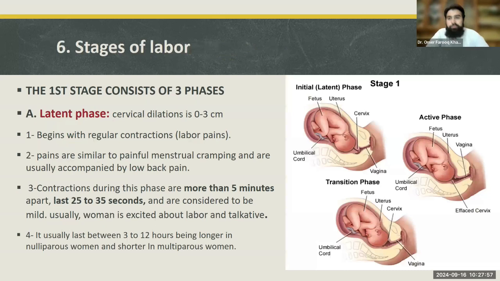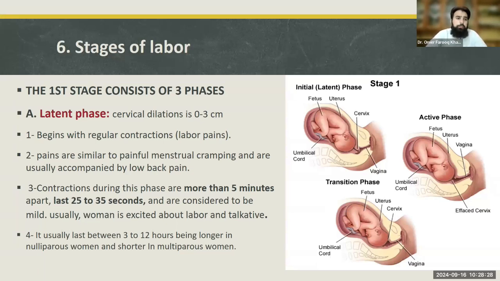So, we will briefly discuss all the stages of labor as well. The first stage of labor is basically when the baby starts to descend downwards. We will discuss the normal cases. We will not discuss some breech deliveries. We will discuss normal vaginal deliveries where the baby's head is fixated into the pelvis and it's resting against the cervix.